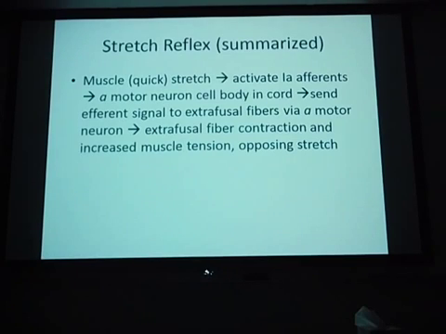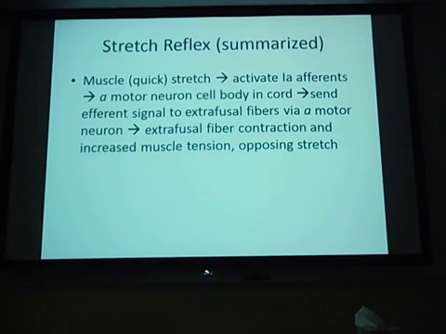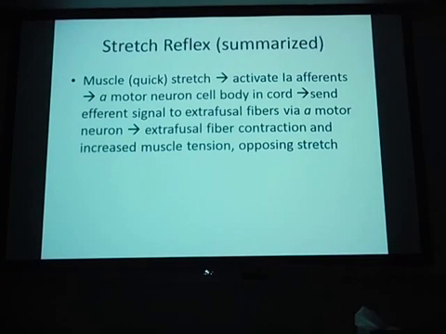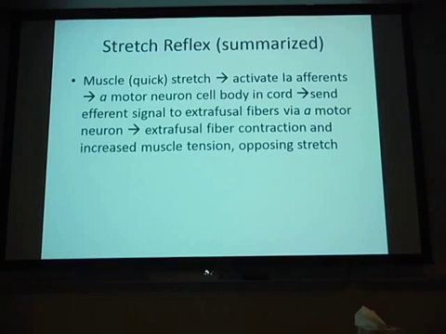So just to summarize the stretch reflex, we have a quick stretch to the muscle that activates the 1A afferents. They're going to then activate the alpha motor neuron in the spinal cord in the ventral horn. The alpha motor neuron will send an efferent signal out to the extrafusal muscle fiber. That extrafusal muscle fiber will contract, increasing muscle tension and opposing the stretch.